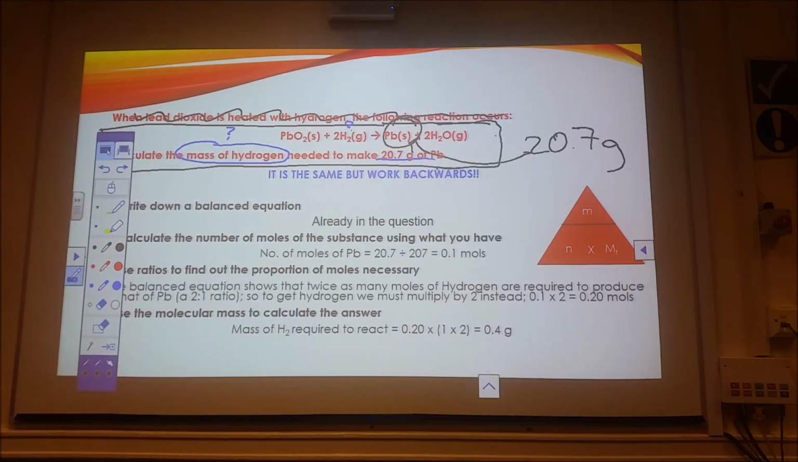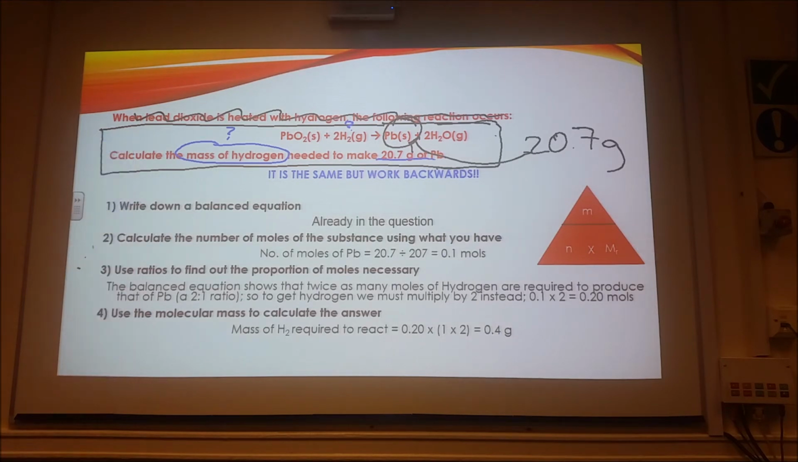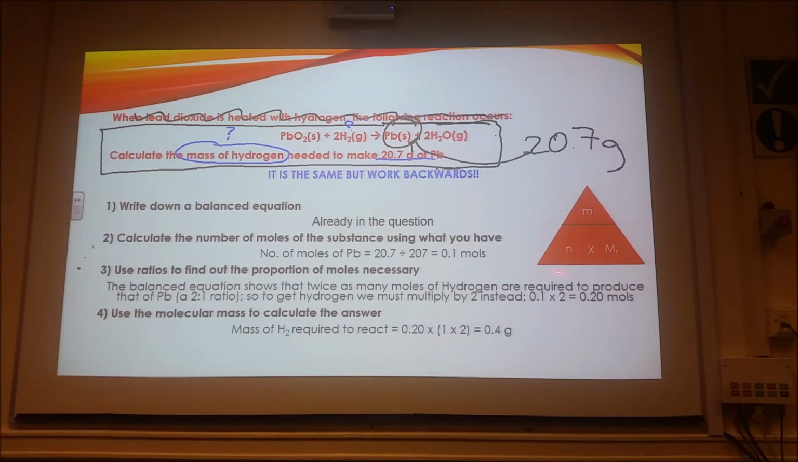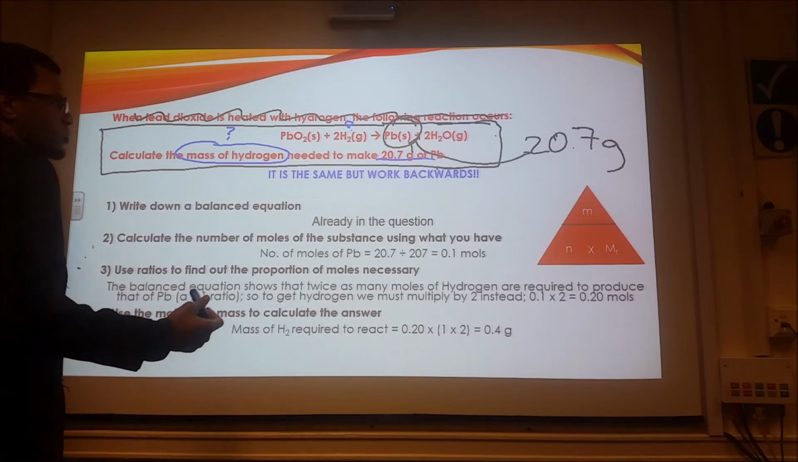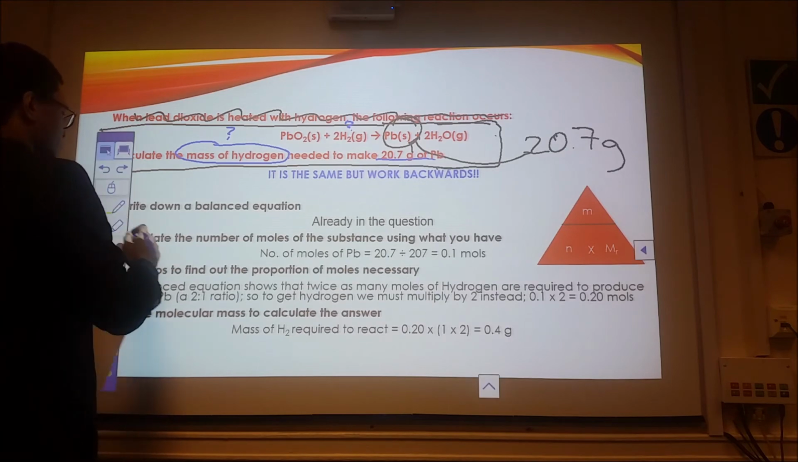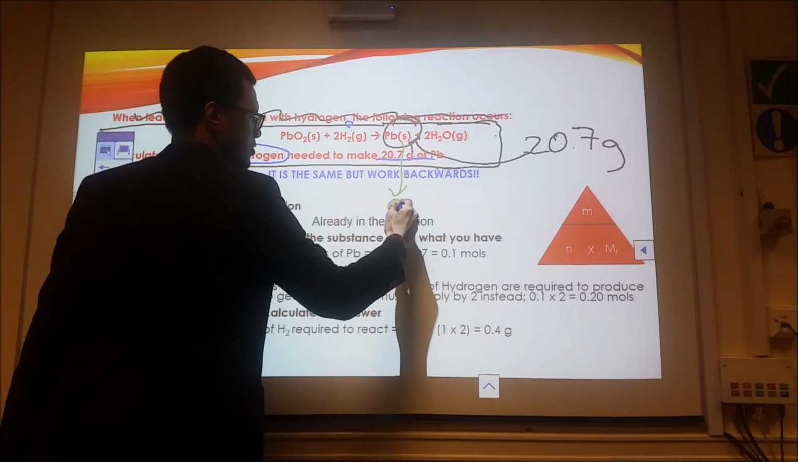Okay, so it's the same sort of process. You do 20.7 and you divide it by 207 because we're using that formula triangle there. So the atomic mass of lead is 207. So we do 20.7 grams divided by 207 and that will give us 0.1 moles. And that is the number of moles of lead I actually have. So we're told that is 0.1.